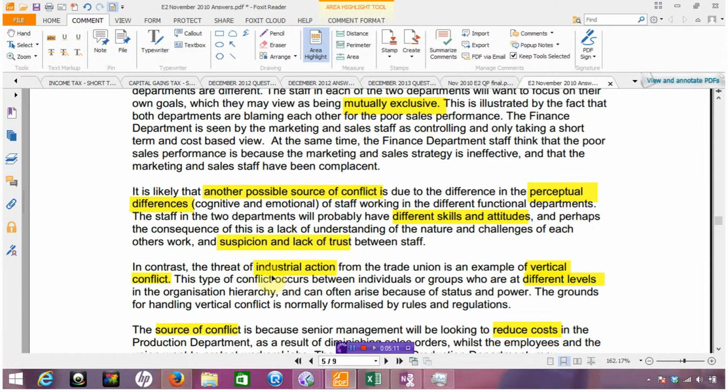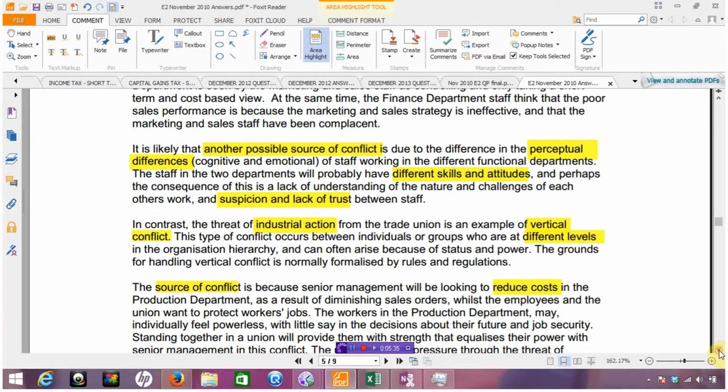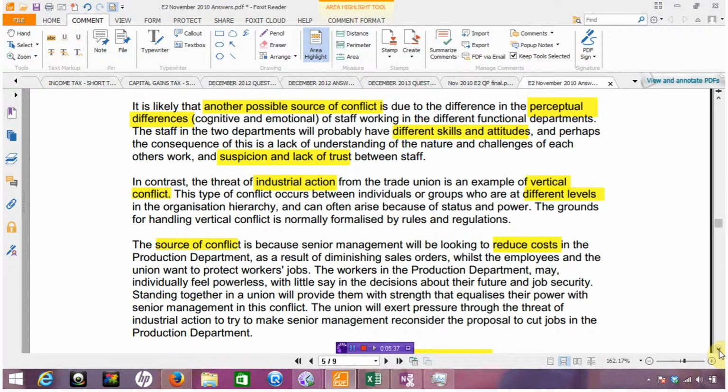Okay, next they move on to this other type of conflict, and again I'd expect to see both within a question: vertical conflict. And really what they're saying here is that the industrial action, the issue with the potential redundancies in the trade union, is really conflict at different levels within the organization. In effect, we have the board wanting to reduce numbers and reduce costs, and obviously we have employees who want to protect their own jobs, and indeed the trade unions doing the same, acting on behalf of employees.